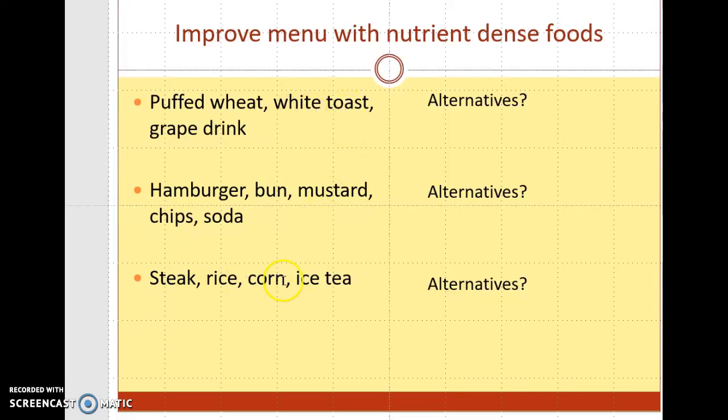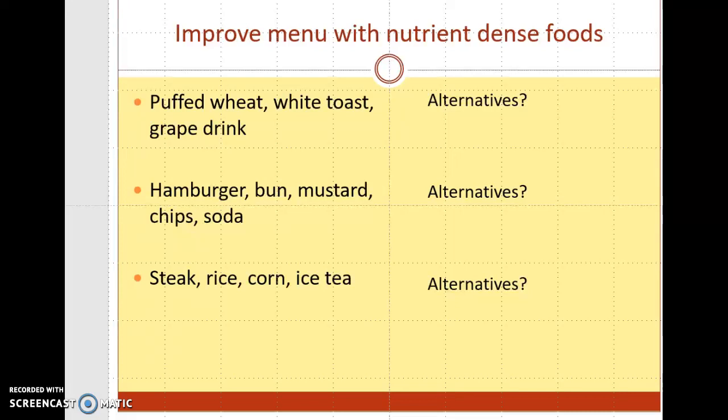The same thing here, we're going with rice, corn, iced tea. You could get fruit, you can have whole grain rice. You might pick a vegetable that has a darker green, dark orange, like maybe sweet potato. So those are some examples of how you could improve a menu to get more nutrient density.